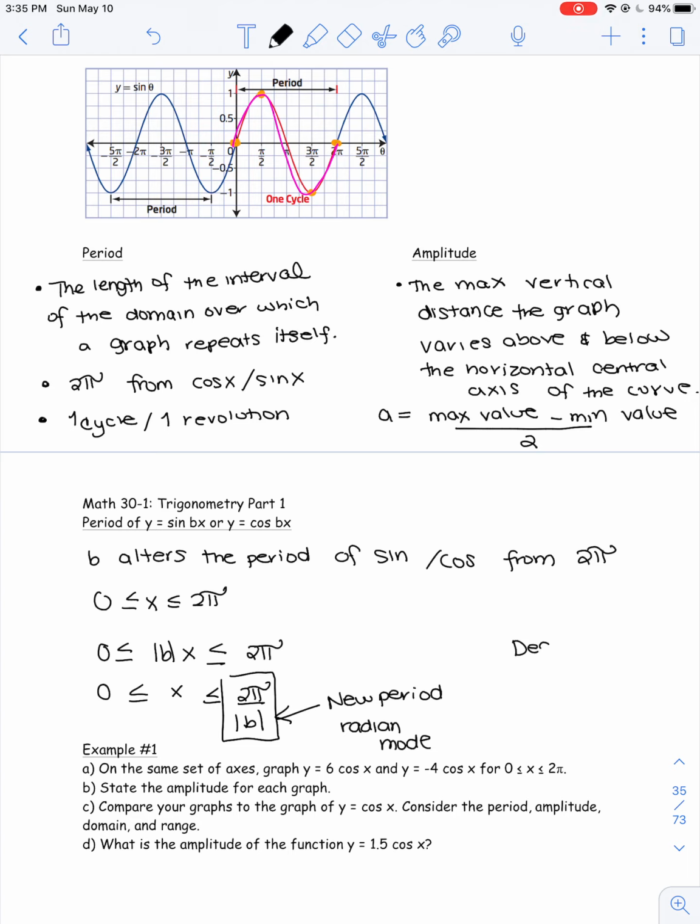If you're in degrees, to find out your stretch, or to find out your period, it is equal to 360 degrees divided by your absolute of b. So that's when you're in degree mode.